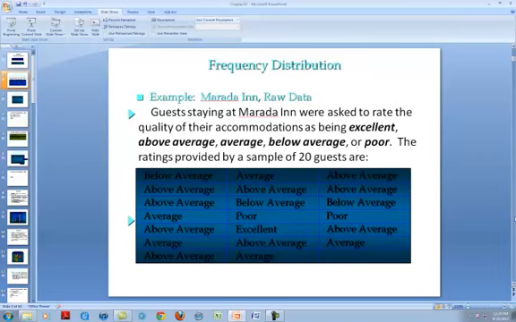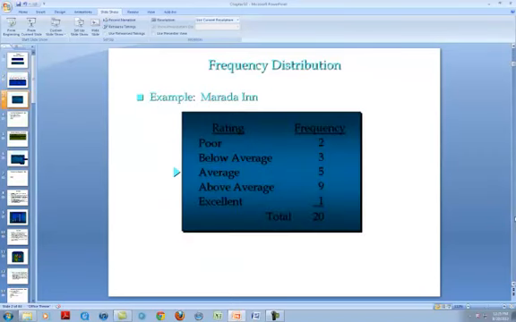What we do next is as follows. We group all the similar responses and tally how many have responded for each category. So for instance, 2 guests said that the quality of accommodation was poor, 3 said below average, and so on. And as you will see, the total of all these responses is 20.